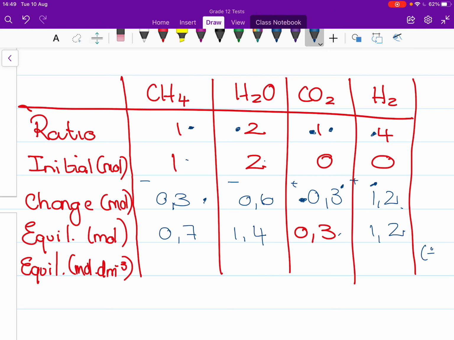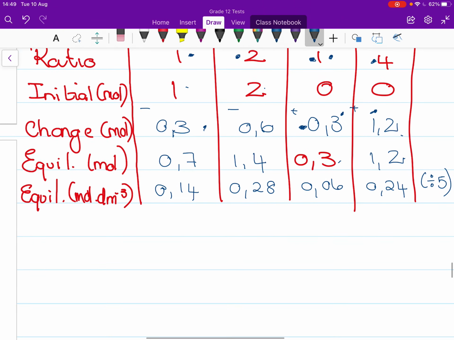Over here, I now need to divide by 5, because the volume of my container was 5 decimeters cubed. That's going to give me 0.14, 0.28, 0.06, and 0.24. We're not done. All we've done is find the equilibrium concentration.